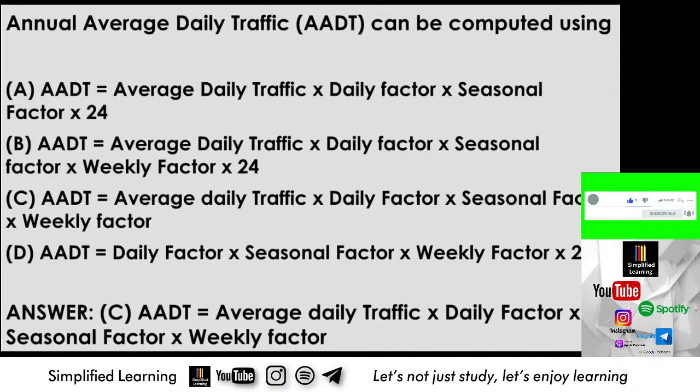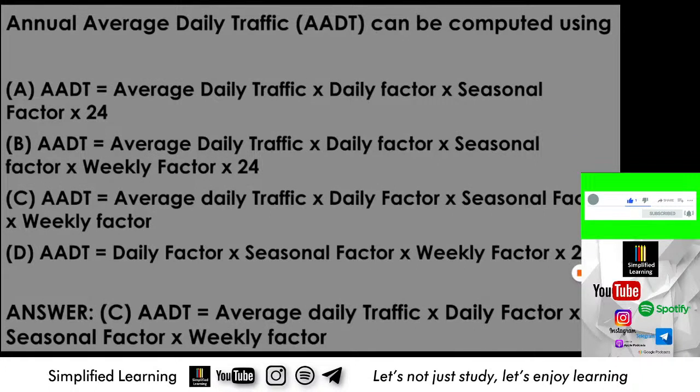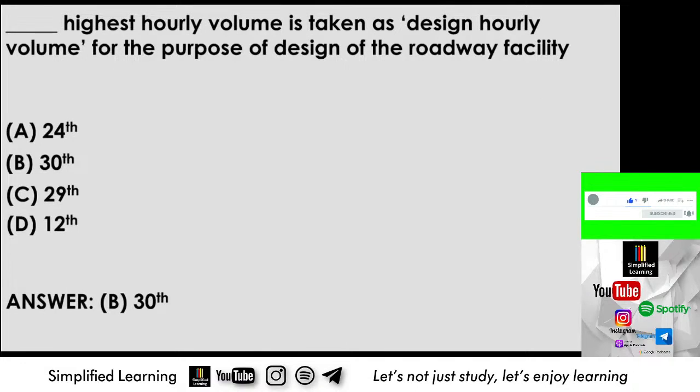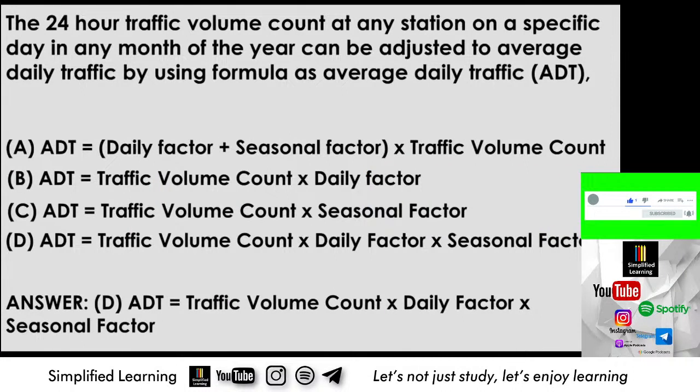Annual average daily traffic, that is AADT, can be computed by using AADT is equal to average daily traffic, daily factor into seasonal factor into weekly factor. 30th highest hourly volume is taken as design hourly volume for the purpose of design of roadway facility. The 24-hour traffic volume count at any station on a specific day in any month of the year can be adjusted to average daily traffic by using formula as average daily traffic ADT is equal to traffic volume count into daily factor into seasonal factor.